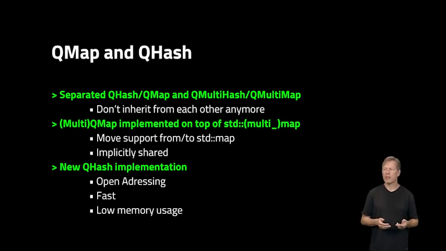QMap we have implemented now on top of standard map with an added implicit sharing and ref counting. So that also means that you can easily move a standard map to a QMap and move from a QMap to a standard map. It's a very nice addition and improves the compatibility also with the standard containers. For QHash, we've gone a little bit of a different route and went towards our own implementation. The reason for that will become a little bit clearer when we look at some benchmarking data later on. Our implementation now uses open addressing, and it's very fast and has a very low memory usage.